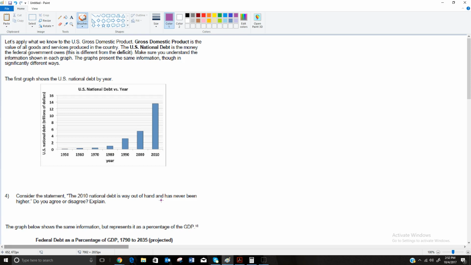So the 2000 national debt is way out of hand and has never been higher. According to this graph, it certainly looks like it. It's never gone down. It's kept increasing. In 1950 it looks like we were at less than half a trillion, and now we're approaching 14 trillion. We're probably higher than that because this is only 2010. So I don't know. According to this, maybe. It looks like it.